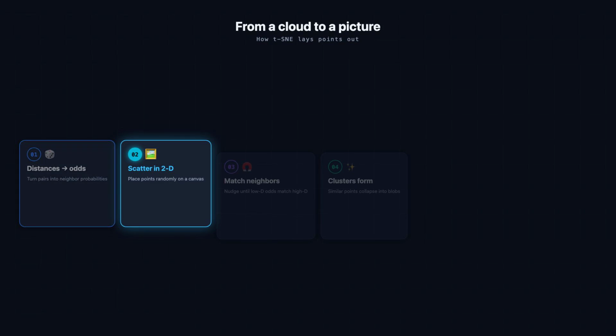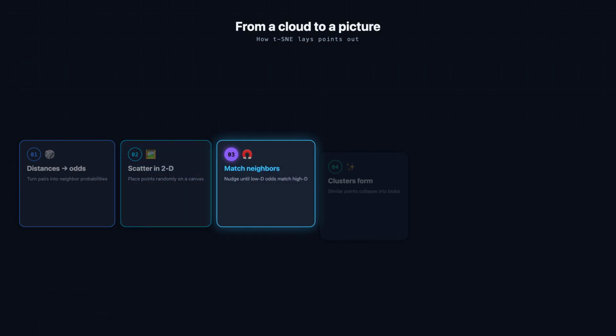Then it scatters those same points down onto a flat 2-dimensional canvas, at first just randomly. Now every point has a position in the picture, even though that layout is basically meaningless for the moment. It's only a starting arrangement to be fixed up. Here's the heart of it.